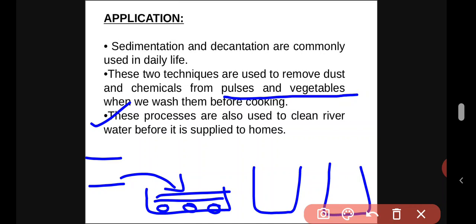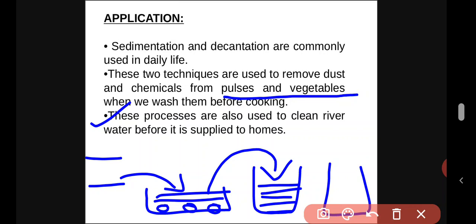Water from the river is collected in a tank where all the heavy and insoluble materials like sand, mud and other impurities settle down at the bottom of the tank due to sedimentation. The water that collects on top is decanted into another tank. So from here again it is taken for decantation, meaning this water is put into here, all the water will be here, leaving behind the sand, the boulders and the stones.